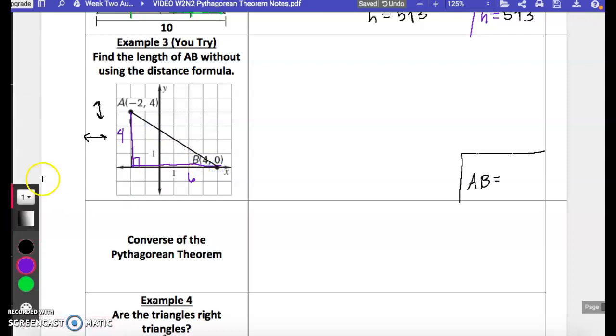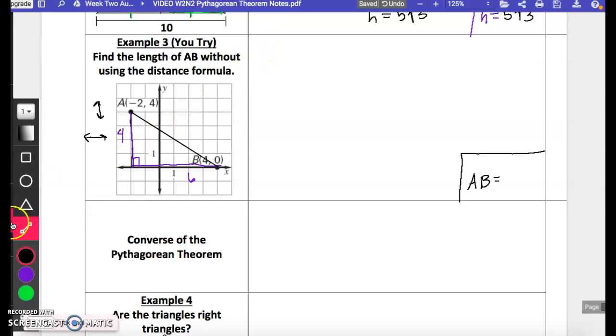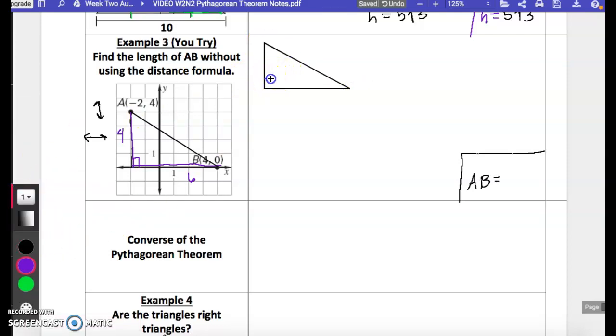So maybe I want to redraw this outside of the graph so that it's easier for me to see. That looks kind of like it, maybe like that. Okay, so let's put the right angle where it goes here. We counted that this side was 4, we counted that this side was 6, and we're looking for this side right here, which is called AB. Okay, this looks like we have a right triangle and we're looking for a side length. So I think Pythagorean theorem is the correct choice here. Let's set this up for substitution.